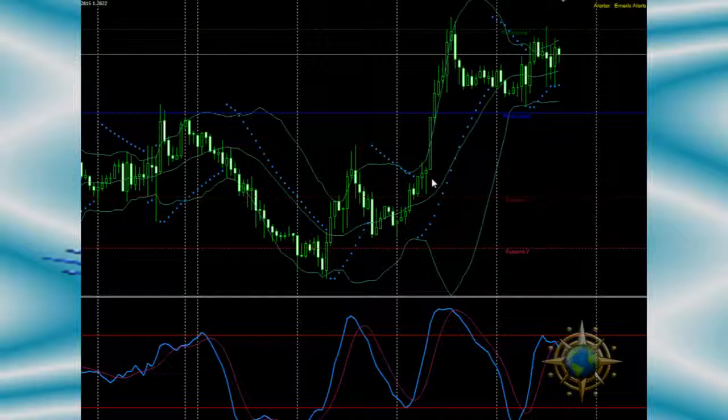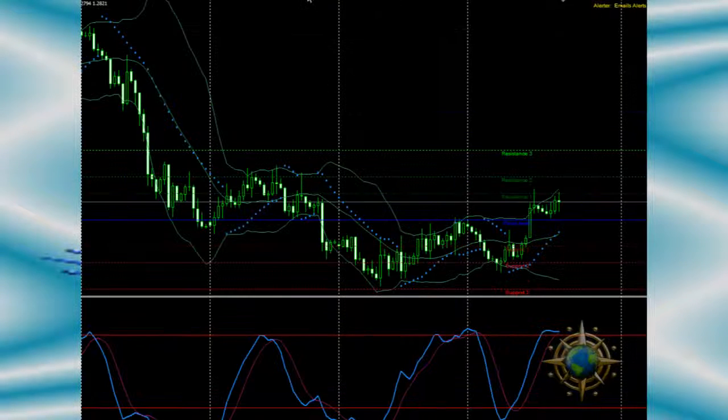Now you also may be able to predict even further that that's going to happen. How do we do that though? Well, we have breakouts, and that's basically a breakout.